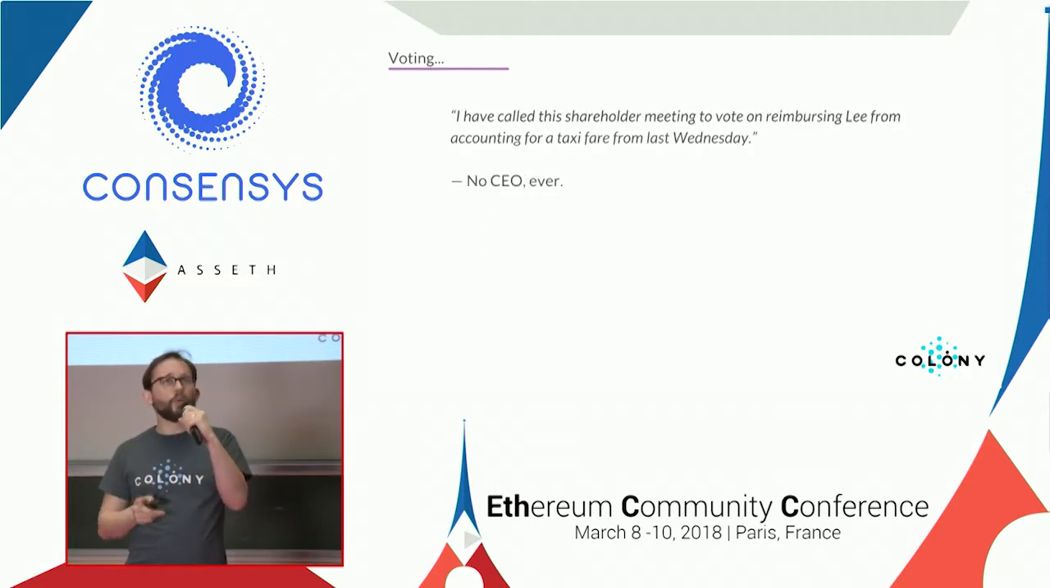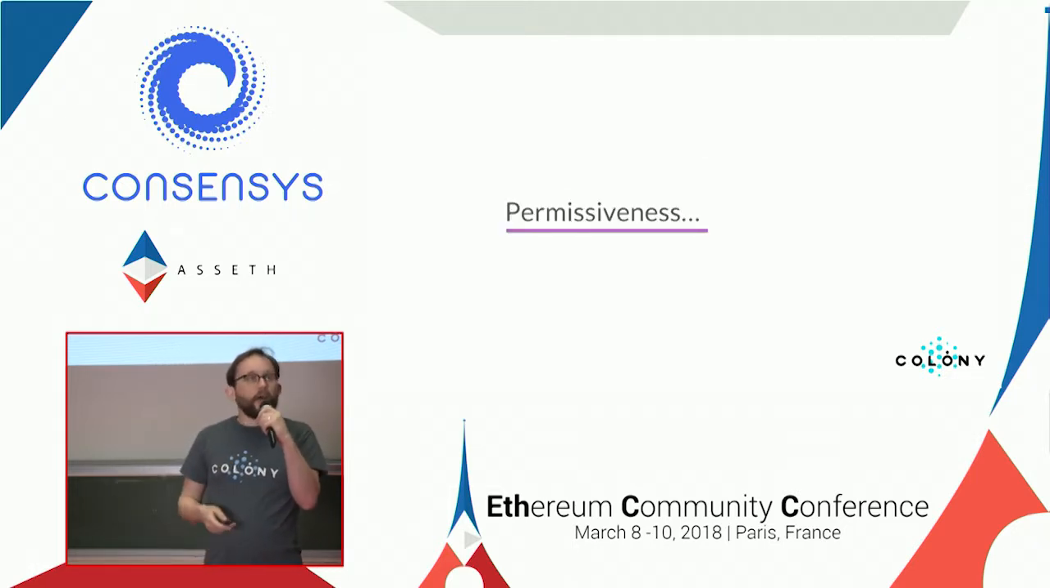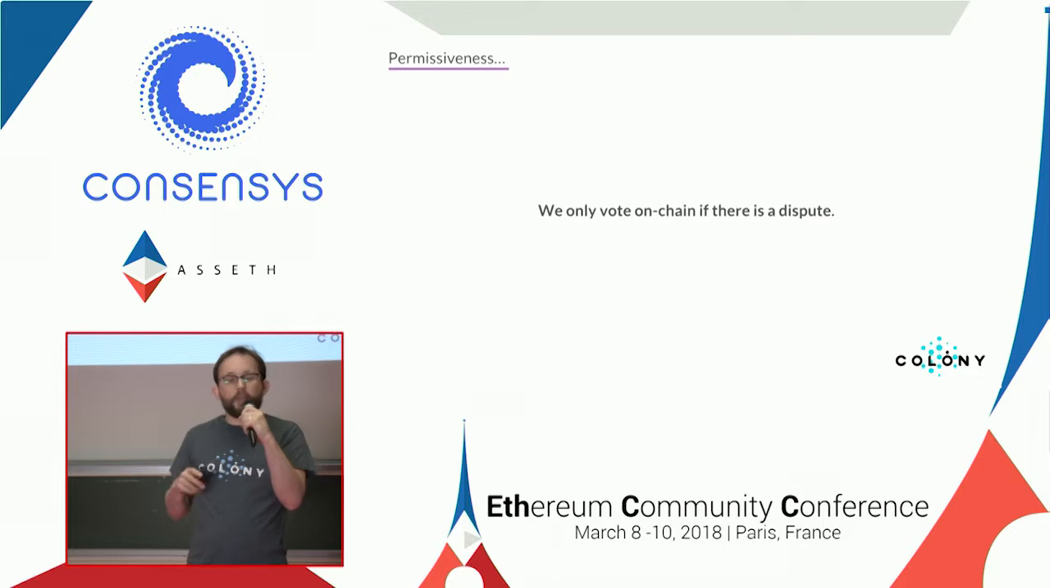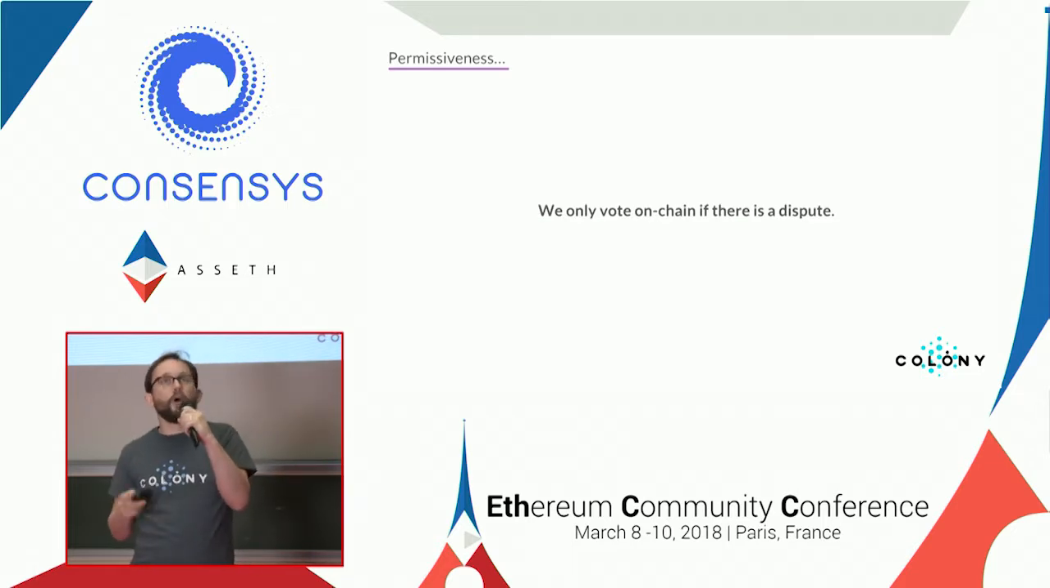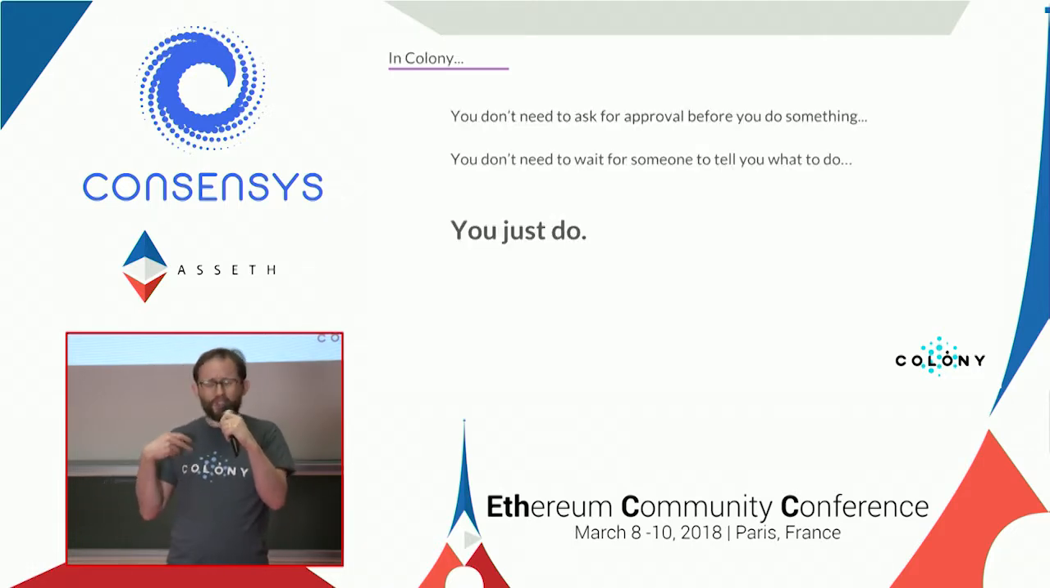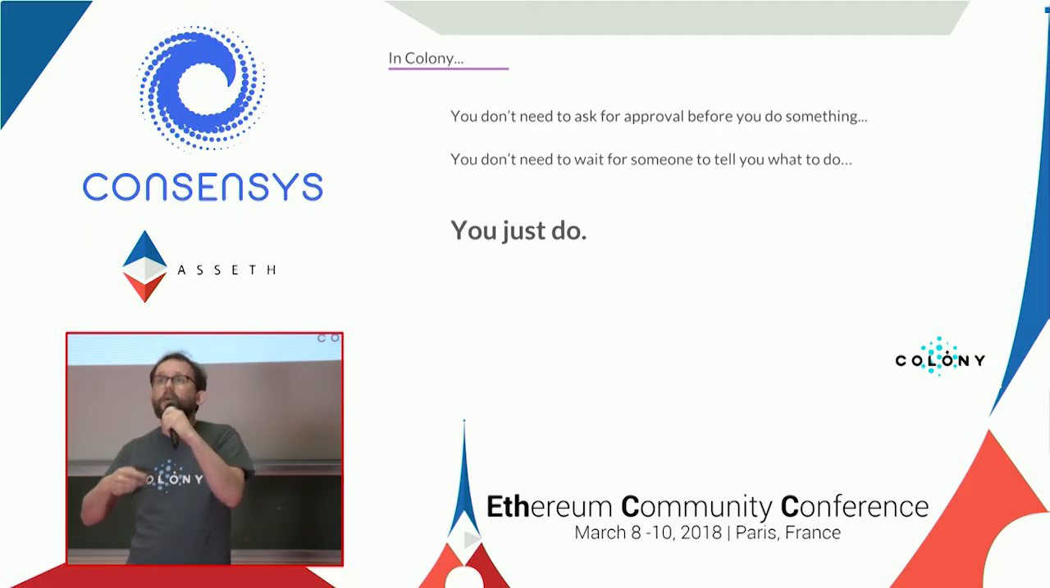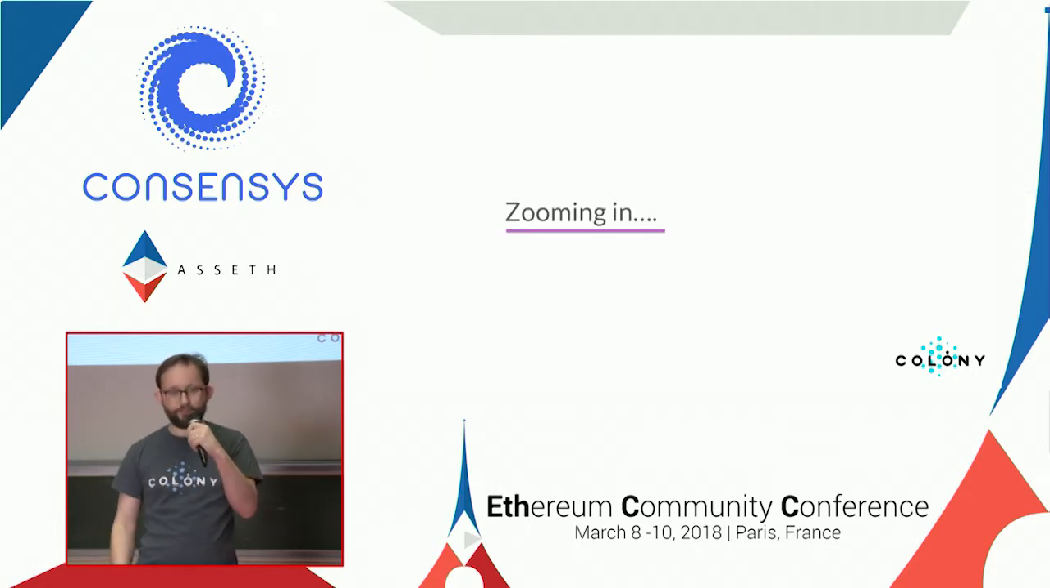So you really don't want to force people to vote on things they don't really have to vote on. The general principle for a colony is permissiveness. Permissiveness means we only vote on-chain if there is a dispute. You don't vote on anything a priori, so you don't need to ask for approval. You don't need to wait for someone to assign you to a task. You just do. That's the principle of permissiveness. There should be very little hurdle to doing things.